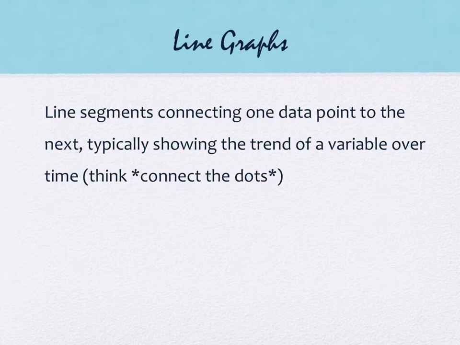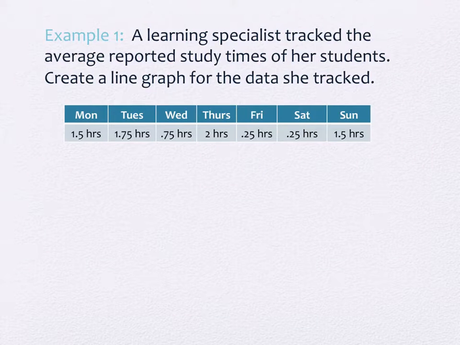And we're going to look at an example where it is over time. This is typically done over time for it to make sense. And we're looking at a learning specialist who's tracking the average reported study times of her students. And we're going to create a line graph for the data that we tracked.